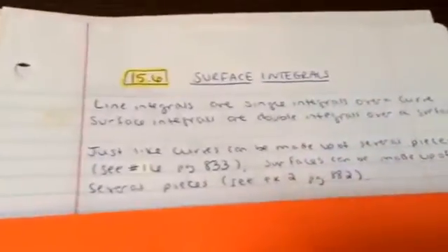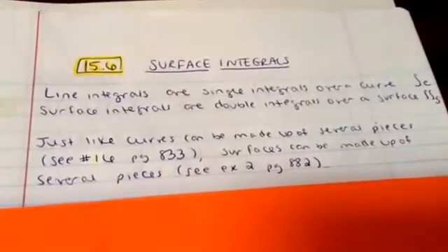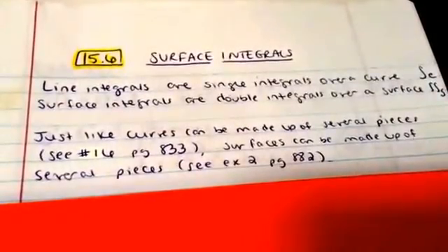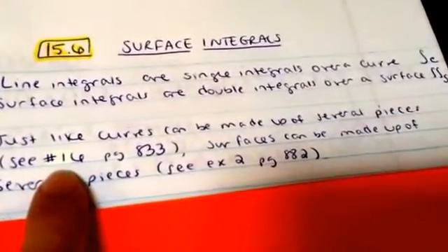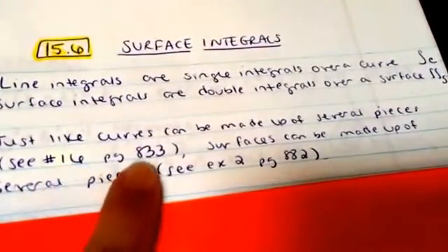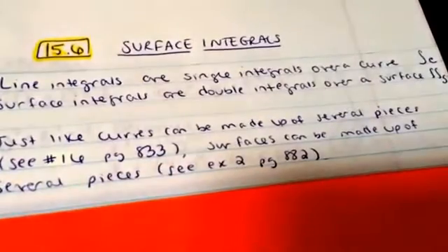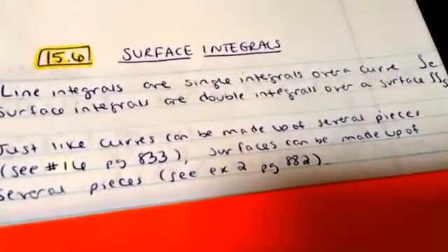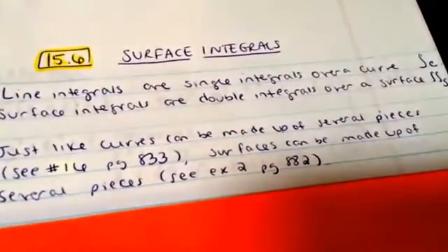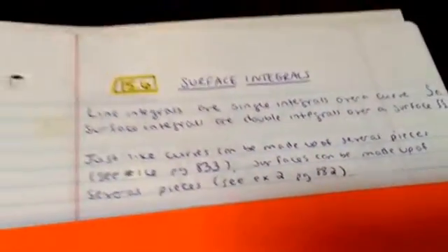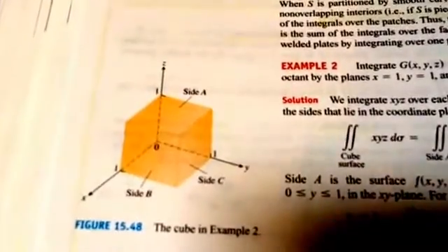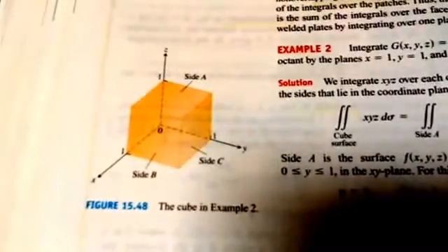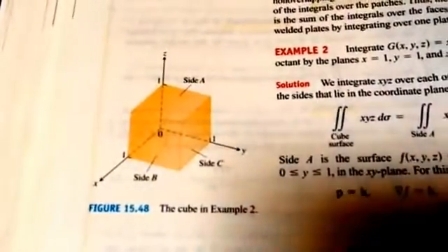And so just like in previous sections when we were doing line integrals, the curves could be made up of several pieces. So if you don't know what I'm talking about, you can look at number 16 on page 833. You have curve 1, curve 2, curve 3, that kind of thing. So surfaces can be the same thing. They can be made up of several pieces. So for example, in this example 2 here, you can see this surface is actually made up of 6 different sides. That's the same idea as in curves, but now they're going to be surfaces.